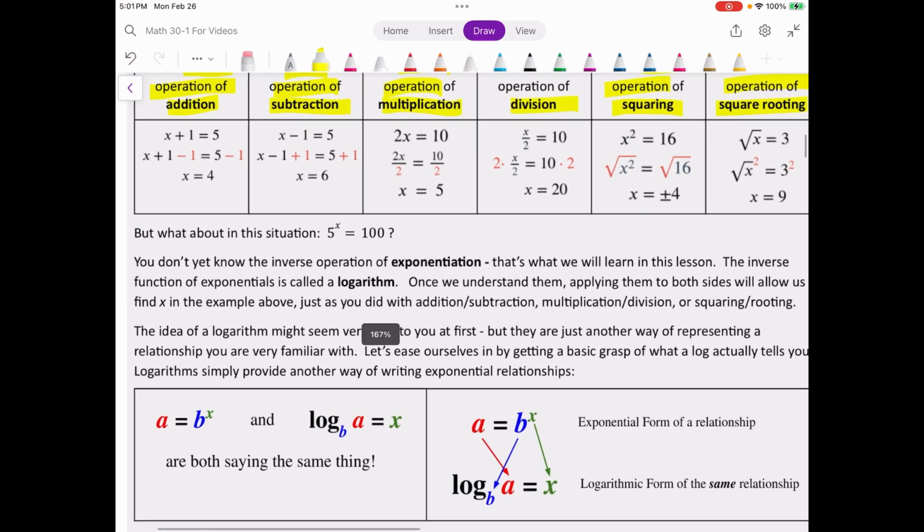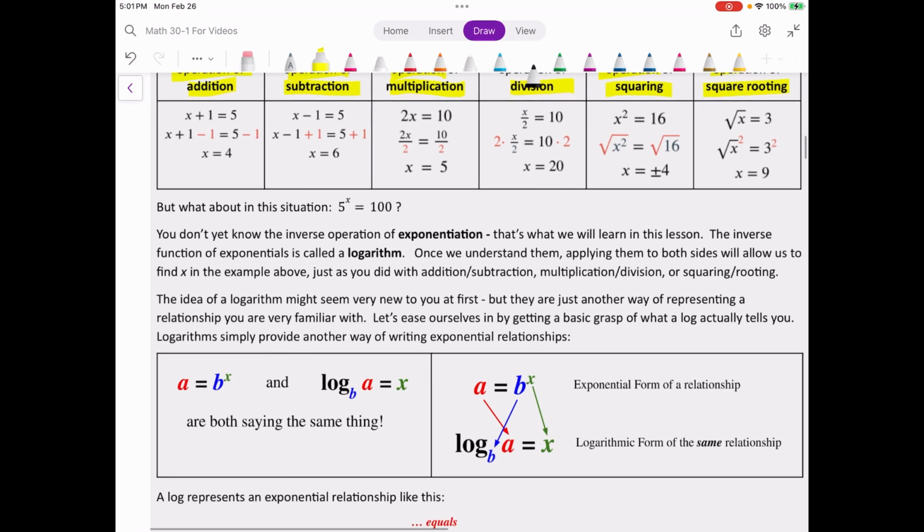But what about in this situation, right? If I gave you all of these, I could have given you these in grade 9 and you should have been able to solve for them, right? What about this though? 5 to the power of X equals 100. You know the idea behind figuring out what X is. We need to undo the operations happening to X to solve for it.